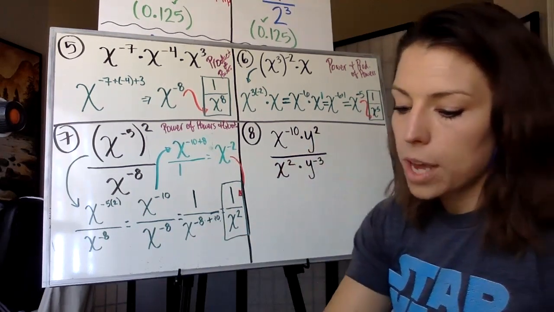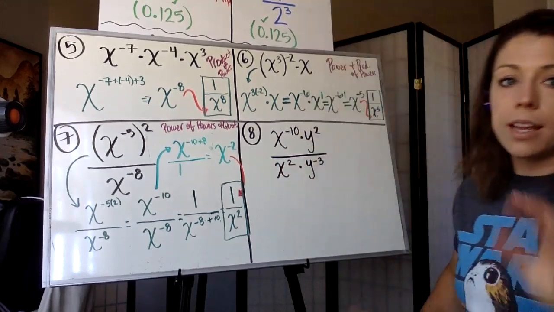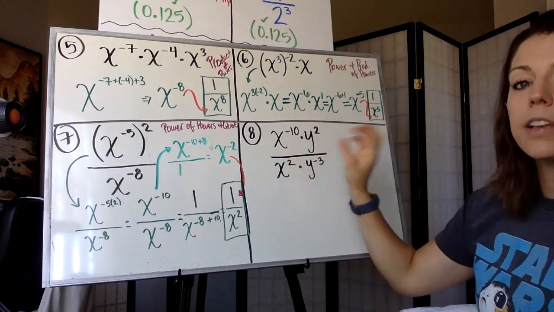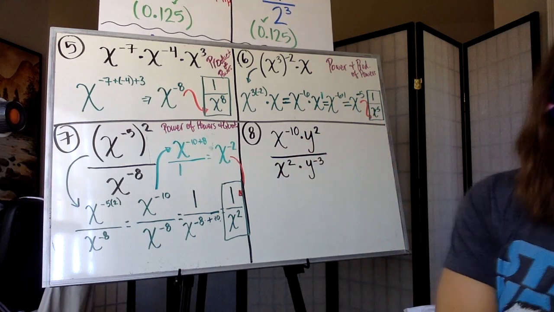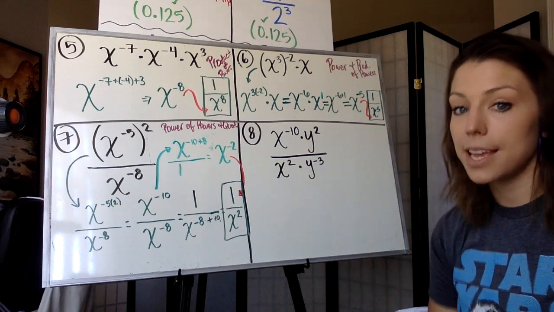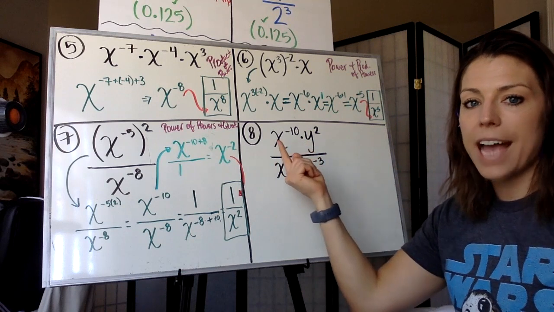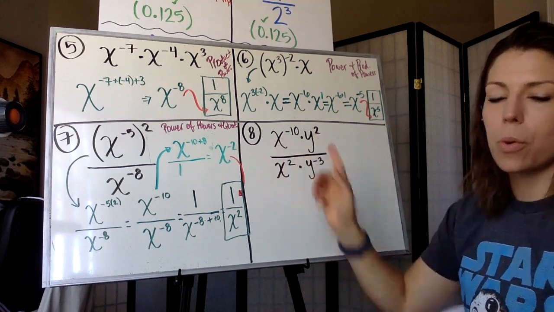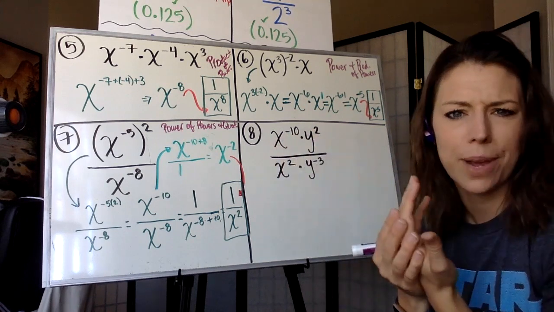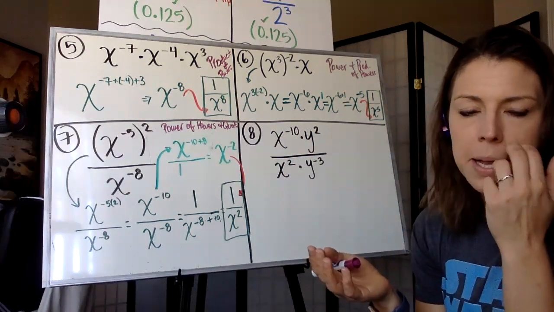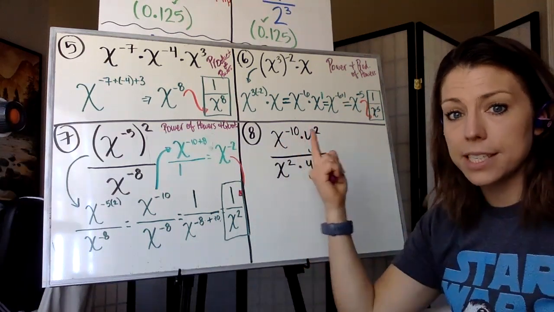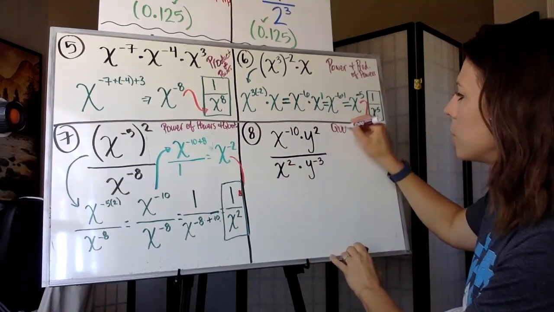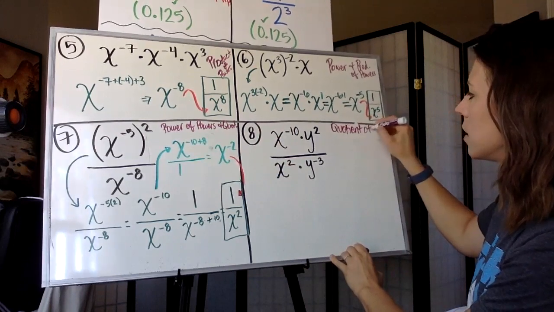All right, we have our last one here. Last one, and then that'll be it for this video. Number 8, I purposely put in some negatives, some x's, some y's. Right now, what properties do you see? You might think this is a product of powers, but I can't do anything with an x and a y. Like 10 x's and 2 y's, I can't combine those, right? I can't say that there's 12 x's or 12 y's. So this is actually not a product of powers because these are different bases, but it is a quotient of powers. So we're just going to be applying the quotient of powers property.